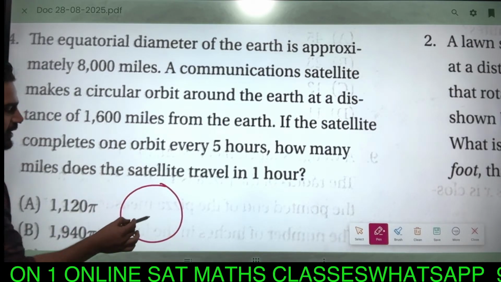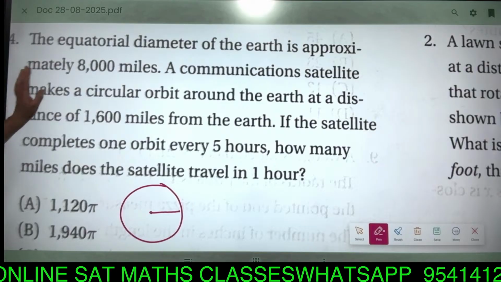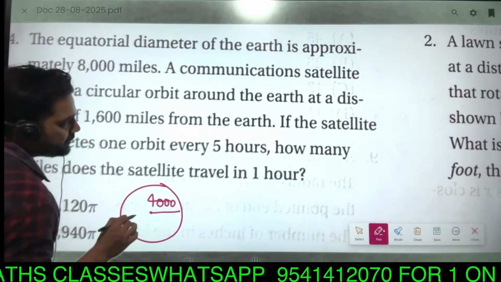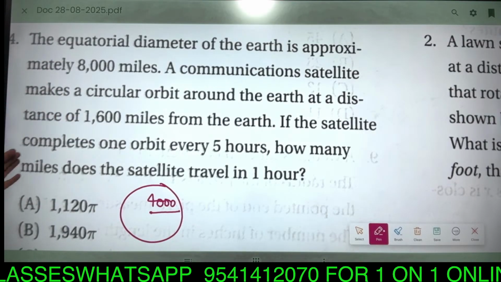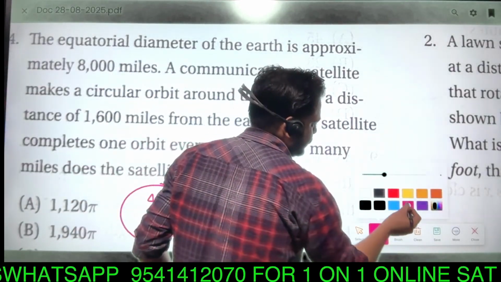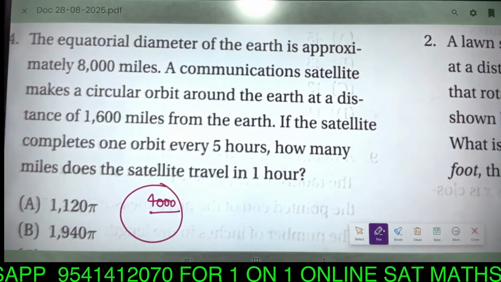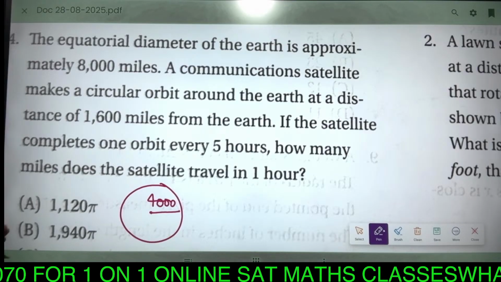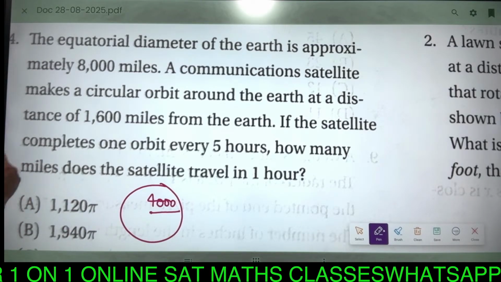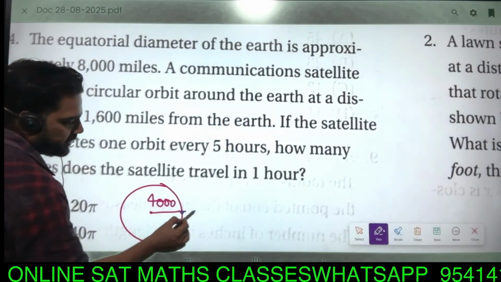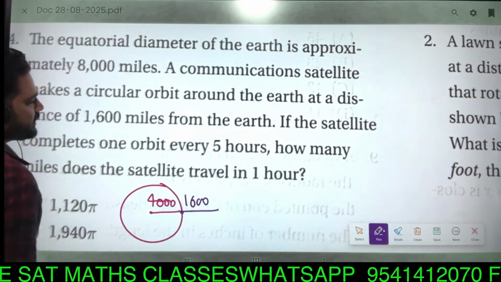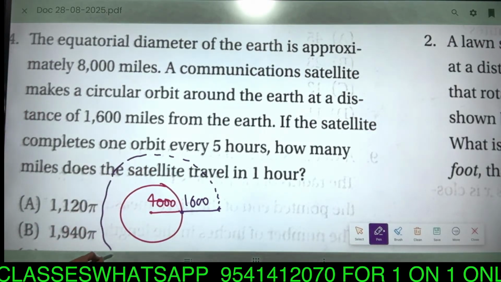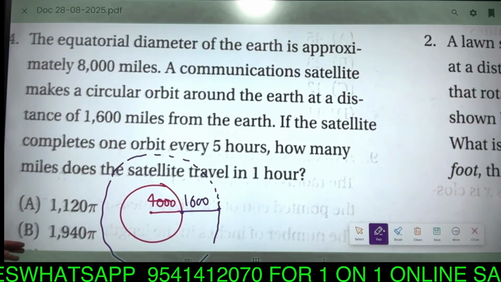Okay, see, so basically they are saying that we have our earth. Okay, this is our earth, and the diameter of earth is 8,000. If the diameter is 8,000, then we can say the radius is 4,000, and a satellite is outside the earth, moving in a circular orbit. Yes, a communication satellite makes a circular orbit, and it is 1600 miles away from the earth. So from this point, it is 1600 miles away. So at this point we have the satellite, and the satellite is revolving like this.